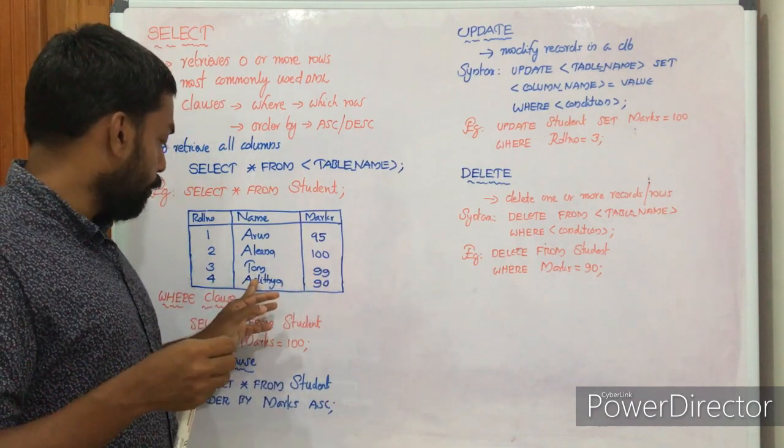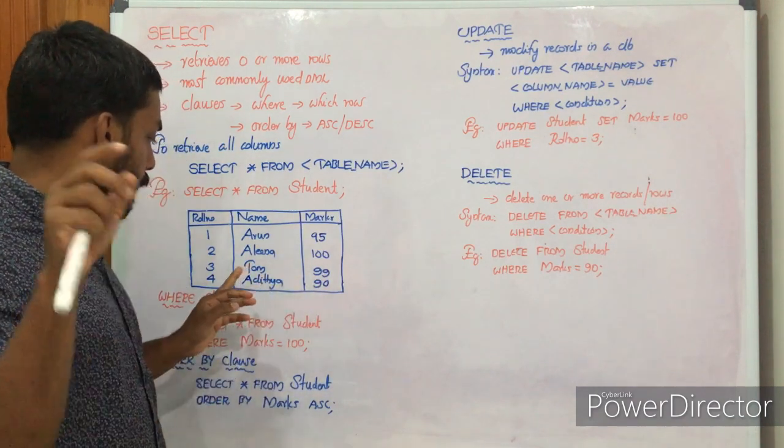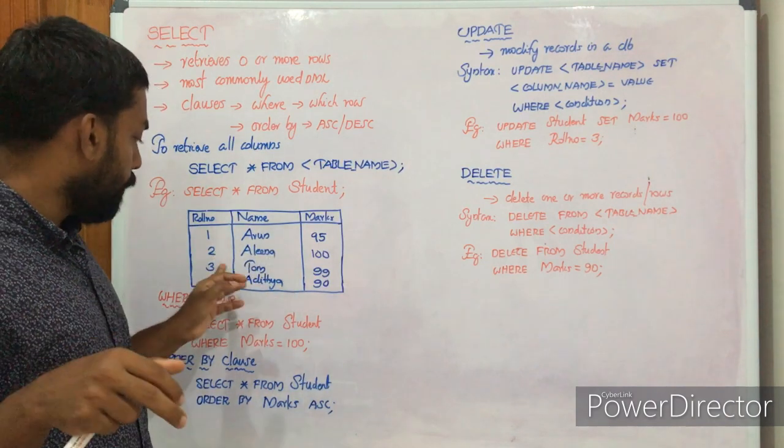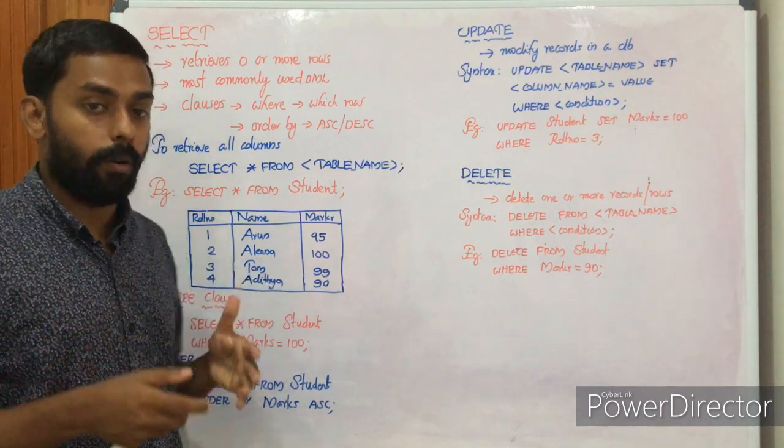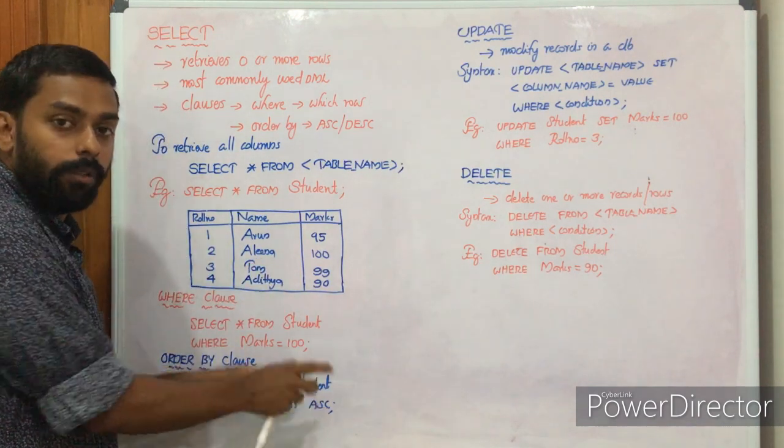Like for Aditya 90 will be the first, then 1 Arun 95, then 3 Tom 99, and last 2 Alina 100. Increasing order. If it's DSC, you know the difference, right?